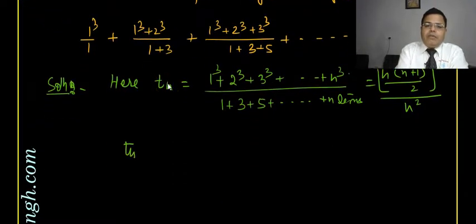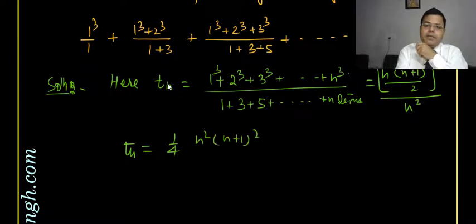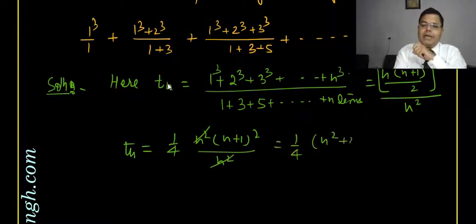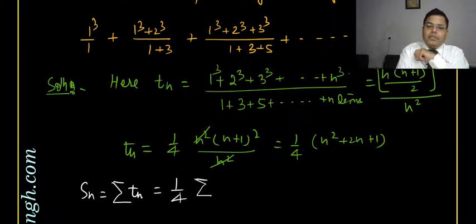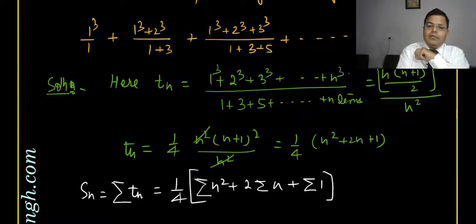Now Tn is equal to 1 by 4 into n square into n plus 1 whole square, divided by n square. The n squares cancel, so that will be 1 by 4 into n square plus 2n plus 1. Now to find the sum, we can use sigma. Sn is equal to sigma Tn, and sigma Tn is 1 by 4 into sigma of n square plus 2 times sigma of n plus sigma of 1. I hope you got it.